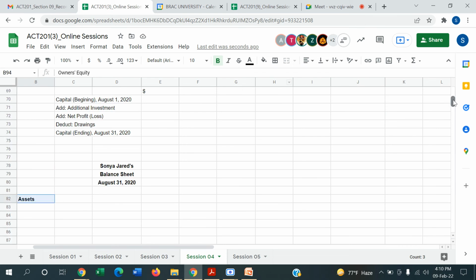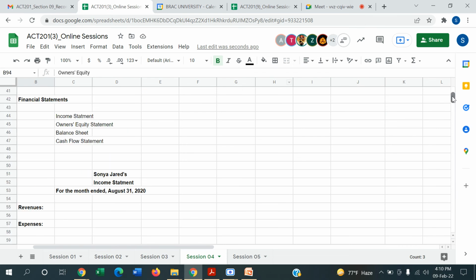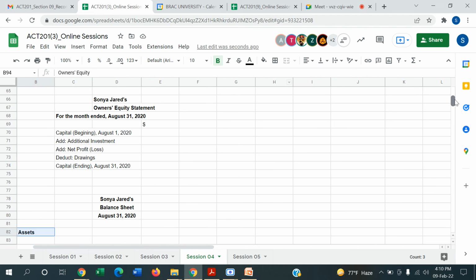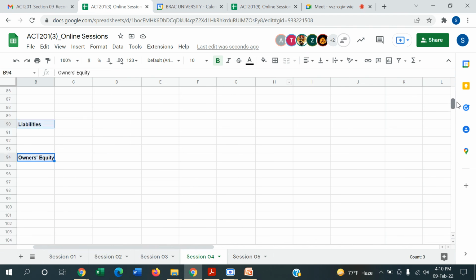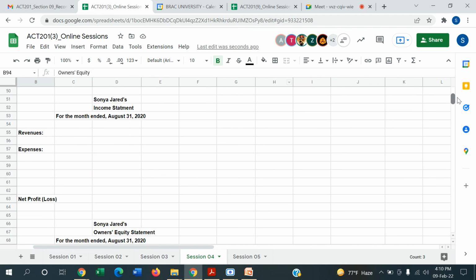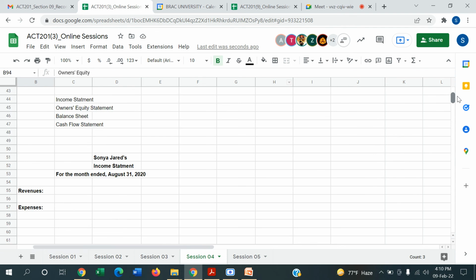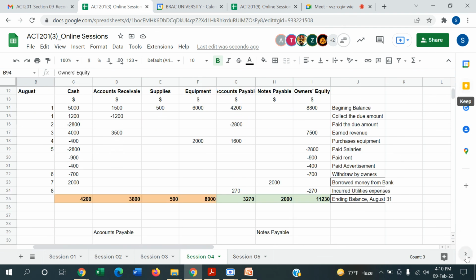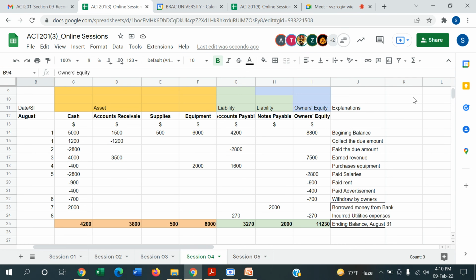This is how we can prepare our income statement. These are the formats: income statement, owner's equity statement, and balance sheet. Now let's see how we can prepare these three components of the financial statement from the information that we have at this moment on our hand. So this is the transaction analysis we have done so far.